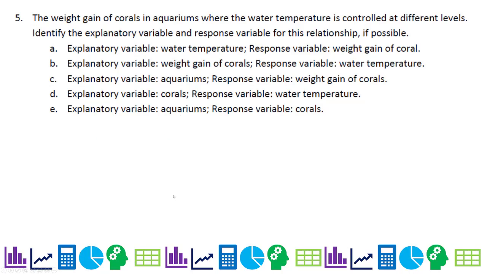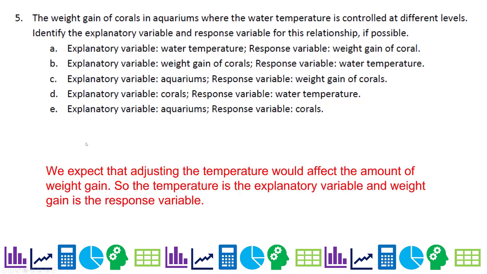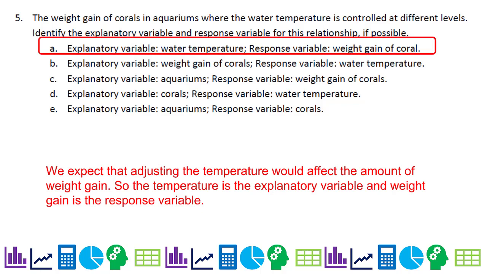Number 5, the weight gain of corals in aquariums where the water temperature is controlled at different levels. Identify the explanatory variable and the response variable for this relationship if possible. So you don't expect the weight gain to affect the temperature, but adjusting the temperature probably affects the weight gain. So the temperature is the explanatory variable and the weight gain is the response variable.